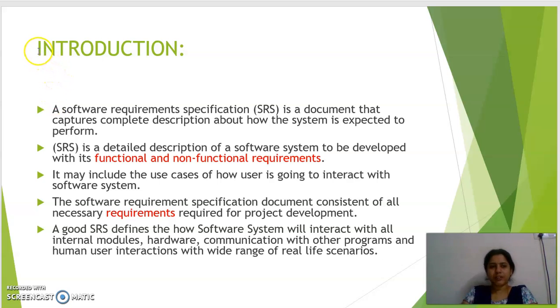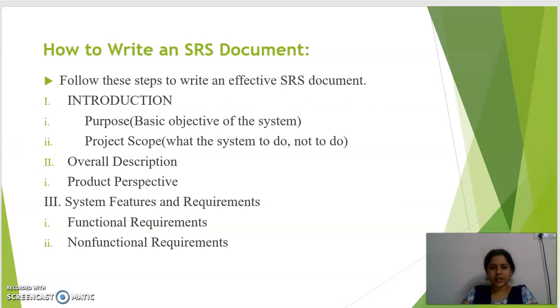So the first section of the SRS document is the introduction. In this introduction, many different elements are also there. For example, in the introduction, the purpose of the project is described and the scope of the project is described. And next, an overall description of the project is described, and product perspectives are described.